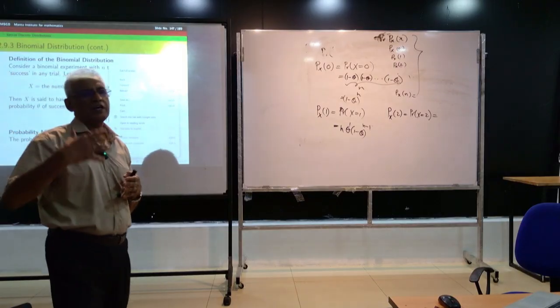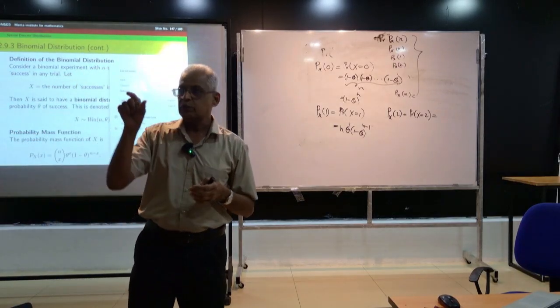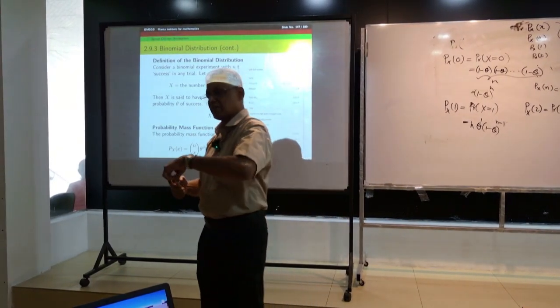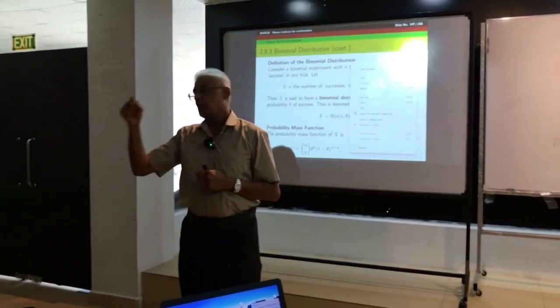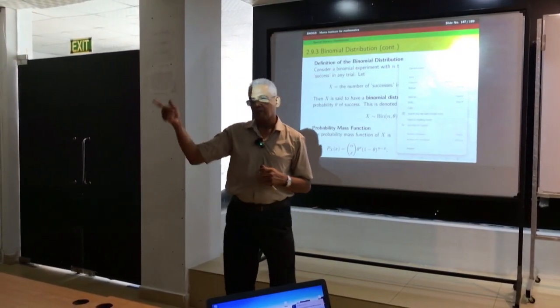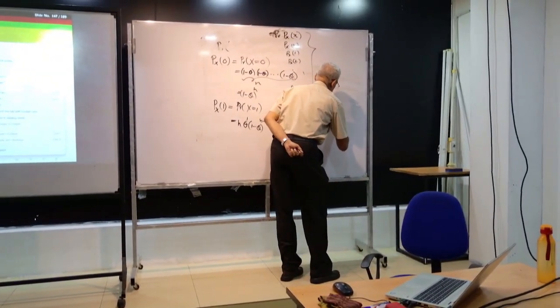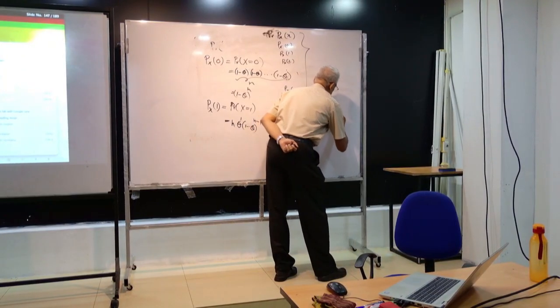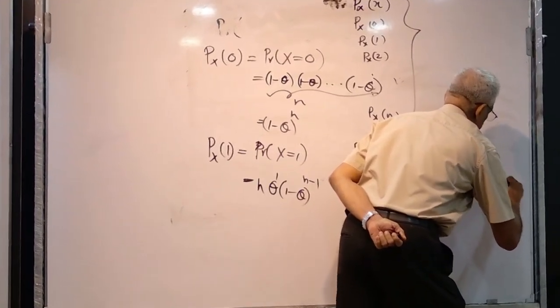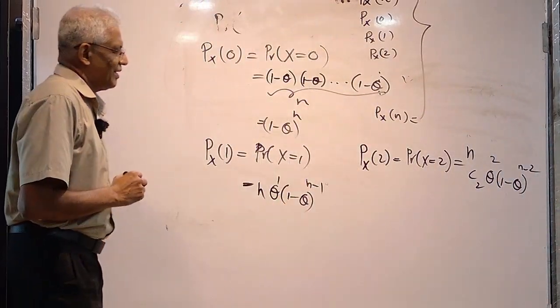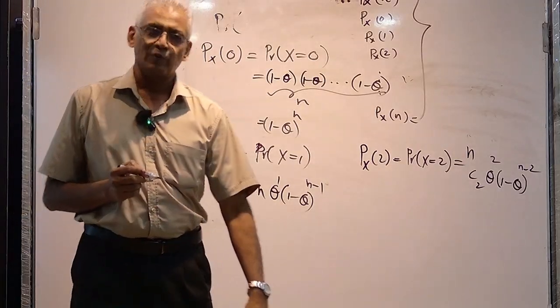In each way, what is the probability? There will be two successes connected by ands, so theta to the power 2, and 1 minus theta to the power n minus 2. Therefore, this will be equal to nC2 theta to the power 2, 1 minus theta to the power n minus 2. Right. Now you can write down a general formula.